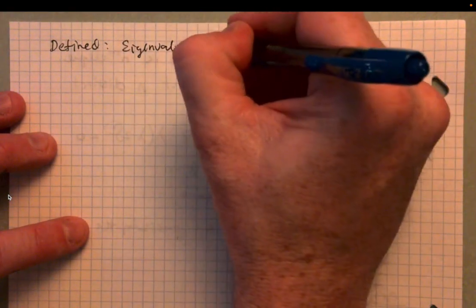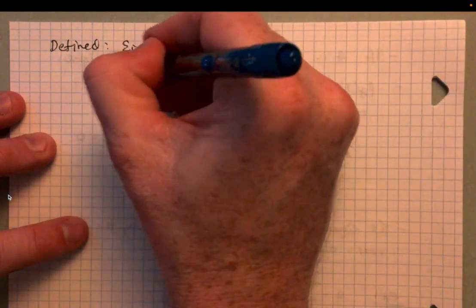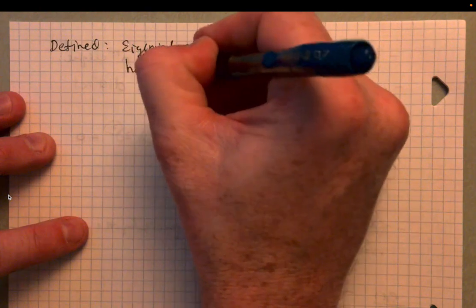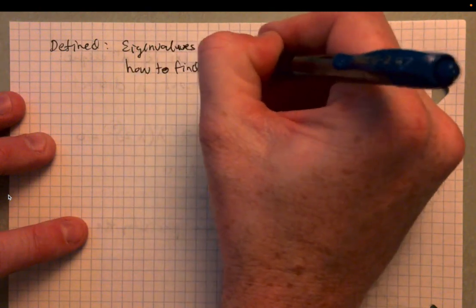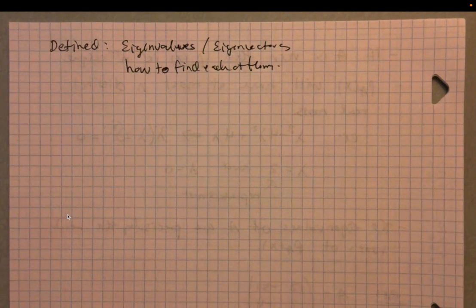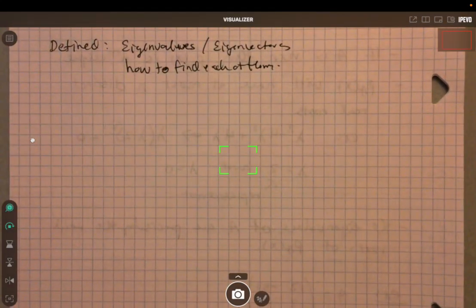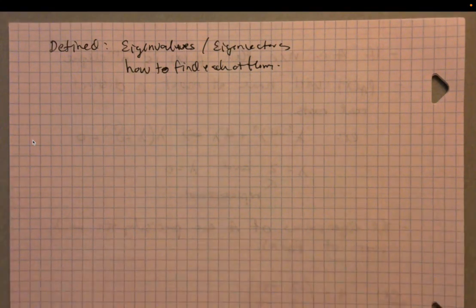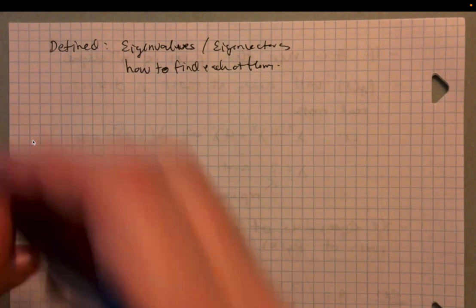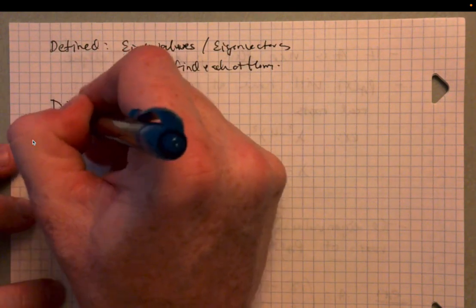We've defined eigenvalues and eigenvectors, how to find each of them. Okay, so that's what we talked about. That's where we ended part A, right? So it seems like we didn't do too much, but we did a ton actually. Eigenvalues are tricky ideas. And so what we want to do next is move into a discussion of diagonalization.